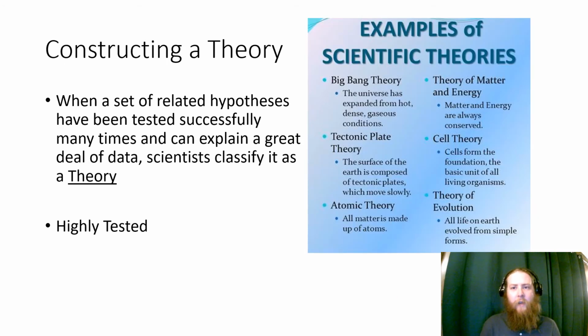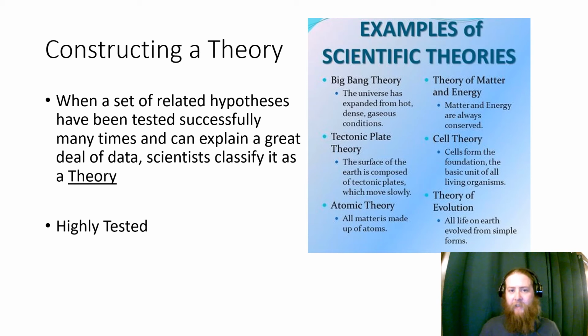All right, so now that we've done the experiment and tested a couple of hypotheses, we can start to construct a theory. This is when a set of related hypotheses are tested successfully many times, and there's a large amount of data that can be explained by this. We classify it now as a theory. Theories are highly tested. They've been shown to be supported in just about every situation.